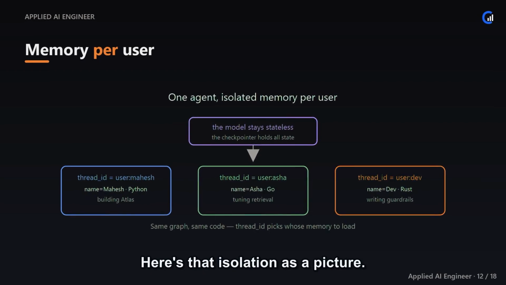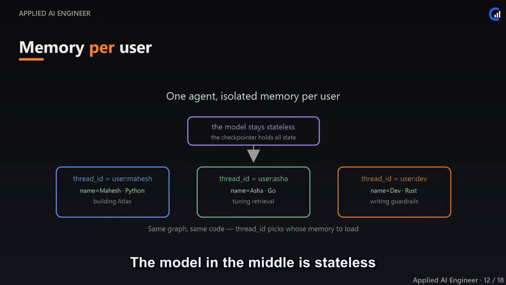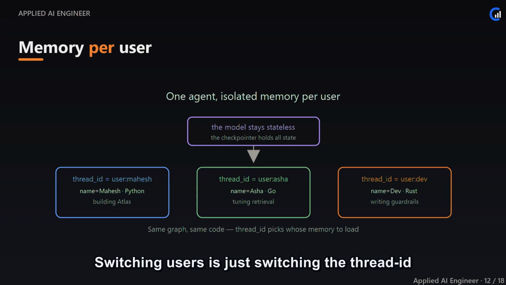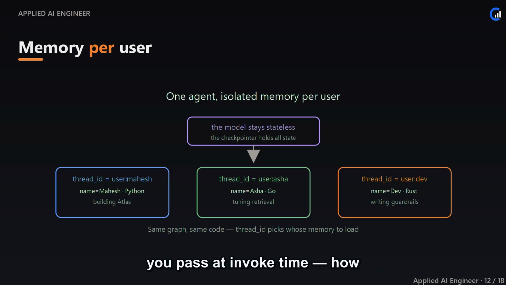Here's that isolation as a picture. The model in the middle is stateless, it holds nothing between calls. Underneath, the checkpointer keeps a separate, sealed memory for each thread ID, Mahesh on Python, Asha on Go, Dev on Rust. Same graph, same code, 3 independent minds. Switching users is just switching the thread ID you pass at invoke time, how a single deployed agent gives every user a private, persistent relationship.